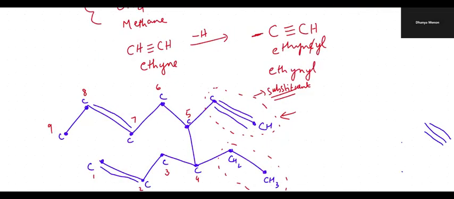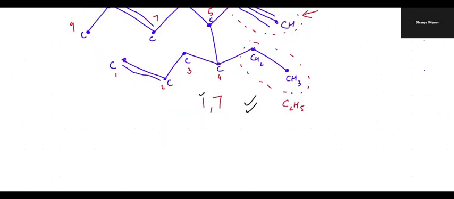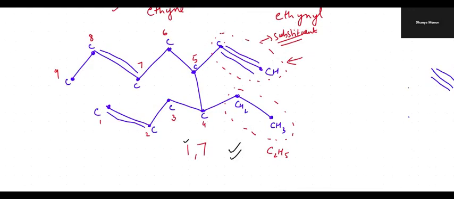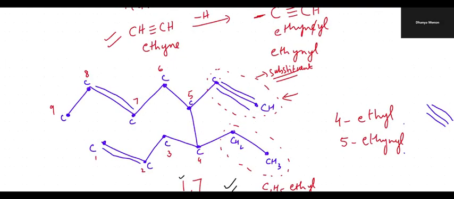See, I took this example. From ethyne, one hydrogen is removed and you get ethynyl. So we know how to name this substituent also. Now, at which position are both our substituents? At the fourth position, we have our ethyl group. You know this, ethyl group. And at the 5th position, we have our ethynyl group. So you know how to name it. I have just shown it a moment ago here.